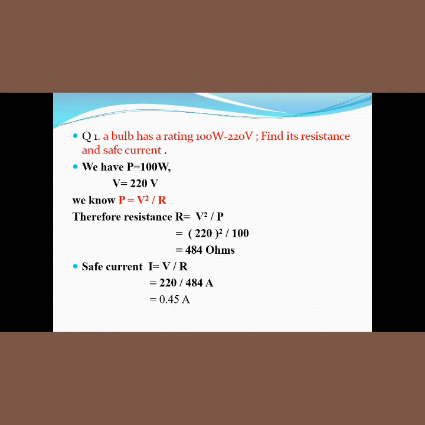This current is called safe current in the sense that if the mains supplies current more than 0.45 ampere and the fuse or the MCBs do not respond in time, the bulb filament will not be able to withstand that current and will get torn apart due to heating.